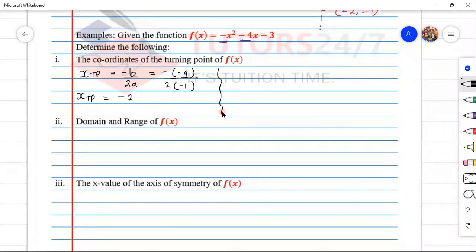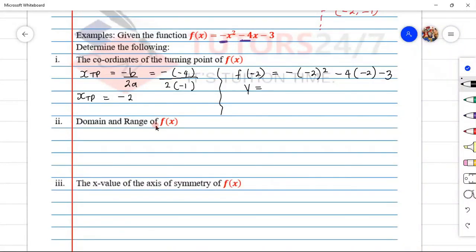Now, if we want to find our y value of our turning point, we can have y equals, or we can even write it as f of -2 equals, whichever, it doesn't matter, sub it in. So bring down your negative sign, open a bracket, substitute -2 squared minus 4, open a bracket to substitute -2 minus 3. From here, we can put all of this on our calculator.